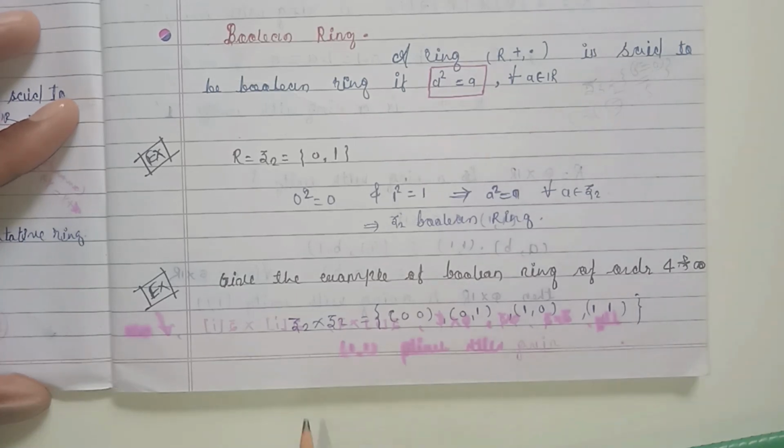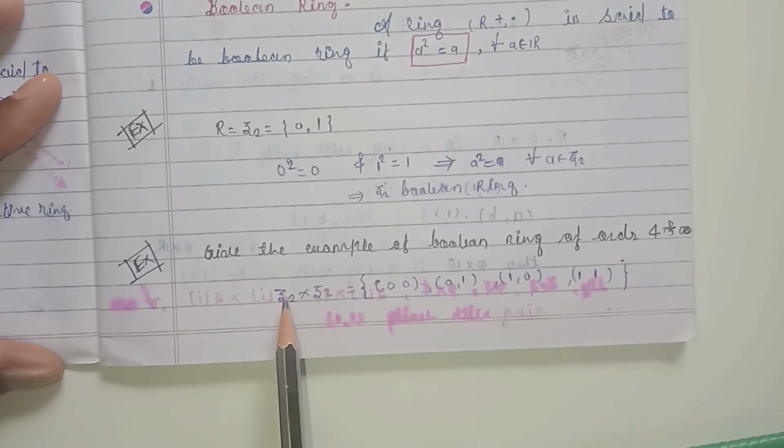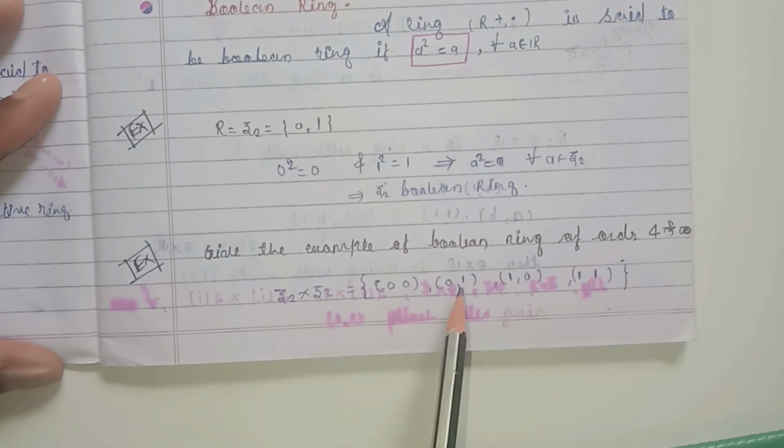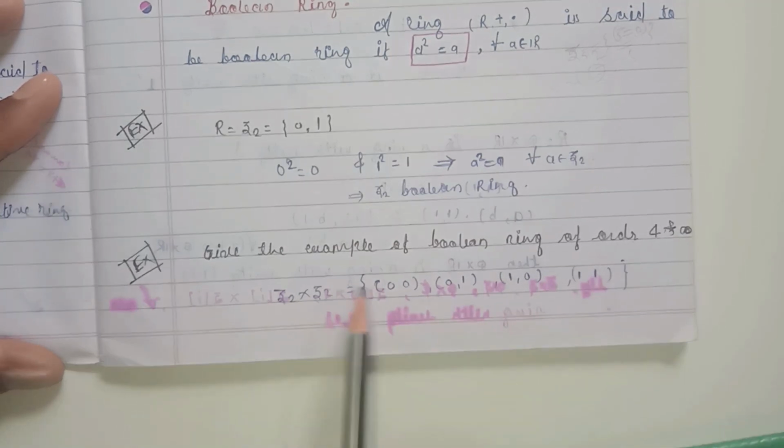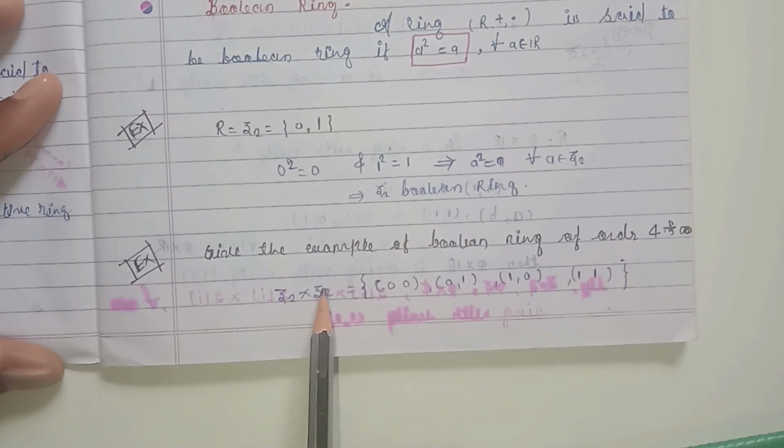Here I have taken Z2 cross Z2 as a group. The elements of our group look like: Z2 contains 0, 1, and again Z2 contains 0, 1. Taking all possible combinations, we get (0,0), (0,1), (1,0), (1,1). How many elements are there? A total of 4 elements. So it shows that Z2 cross Z2 has order 4.